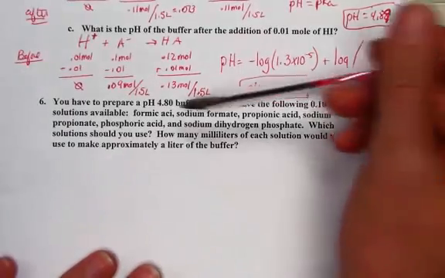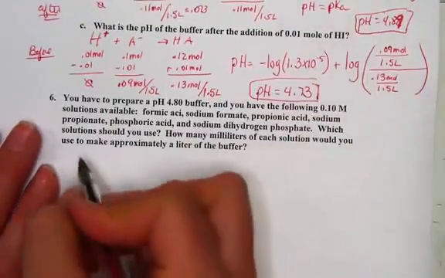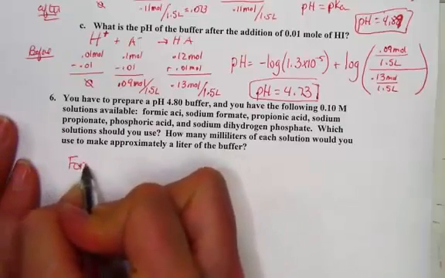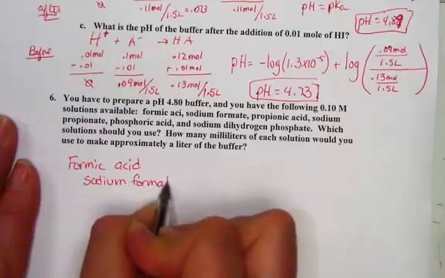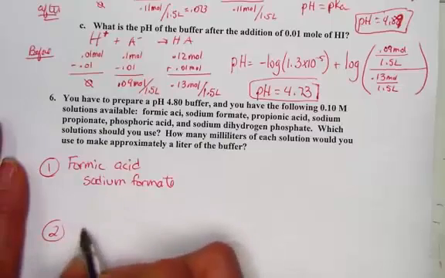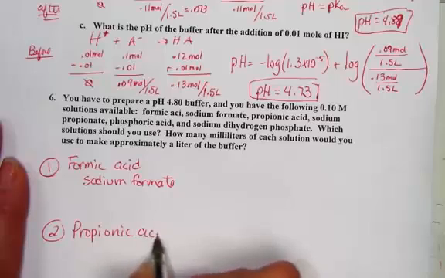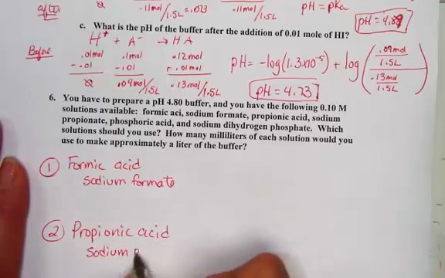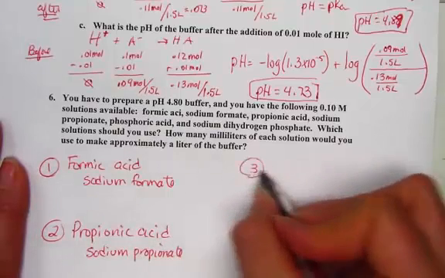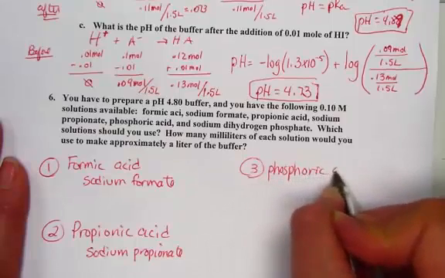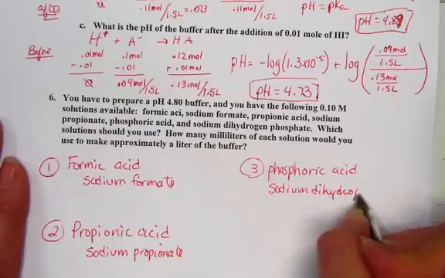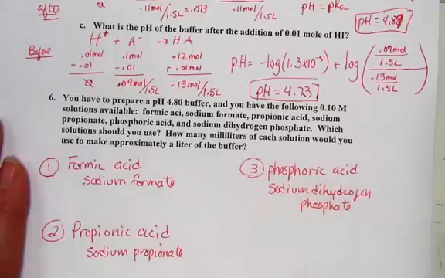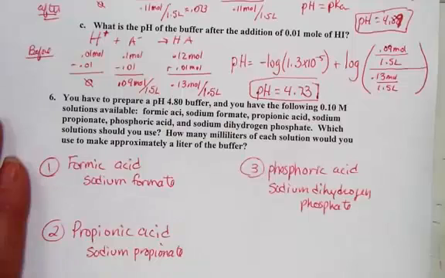Suppose we have to prepare a pH 4.8 buffered system, and we have the following choices. A 0.1 molar solution of the following. We have formic acid, which I see I forgot the D there, formic acid, and its conjugate sodium formate. So choice 1. Choice 2, I see we could use propionic acid and its conjugate coming from the salt of sodium propionate. Choice 3 is phosphoric acid and its conjugate coming from sodium dihydrogen phosphate. Which solution should we use, and how many mils of each solution would you use to make approximately a liter of the buffered solution? Well, let's start.